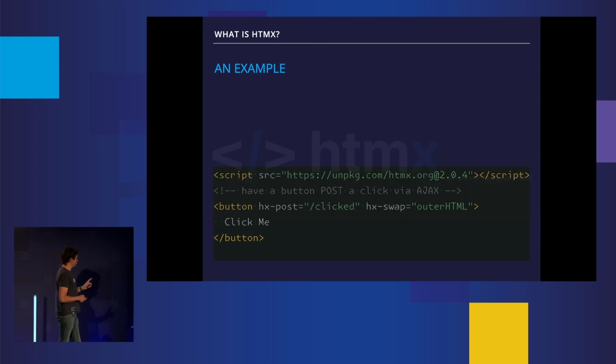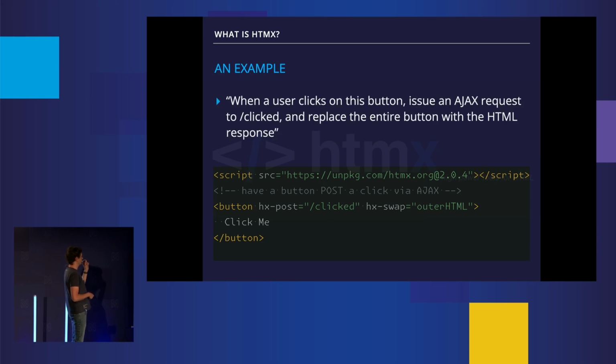But still, an example from their homepage. When a user clicks on this button, issue an Ajax request to /clicked and replace the entire button with the HTML response. For that, we need a script include, then have the button, tell it to post to /clicked, and then swap the content that we get into the outer HTML of the button. So the button is gone, and then we have the markup of the response. That's it. We could stop here, but I will explain a bit more.